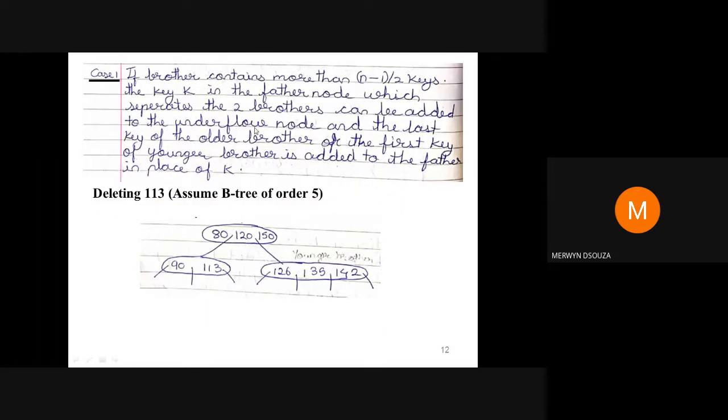If I am applying case 1, then what it says is, I can take the key k in the father node. Like I told you, this is the k which separates the two brothers, and I add it to the underflow node. I take the key k, which separates the two brothers, and I add it to the underflow node.